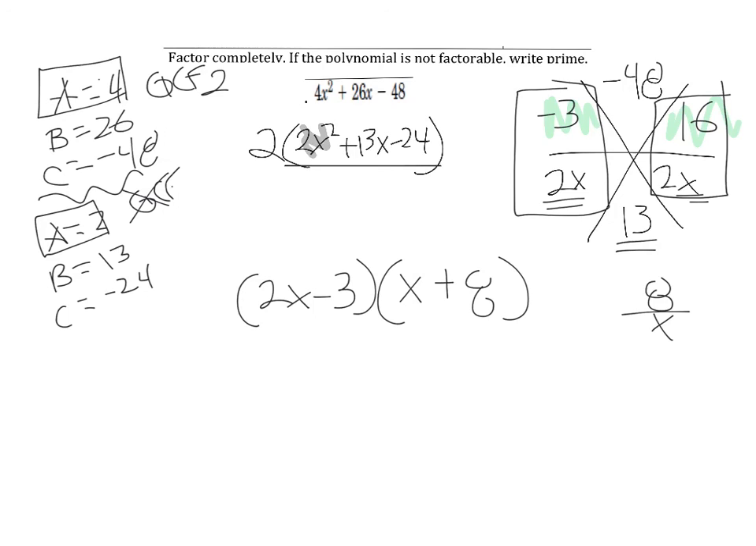Now I'm going to be very careful here. In the beginning, I took out a GCF of 2. It's still being multiplied by the original trinomial, so that means I've got to carry it and put it right here in the front, and that's my final answer.